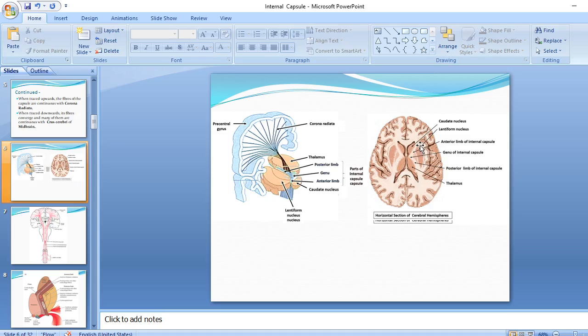It is in horizontal section, you can see it is V-shaped here. The concavity of which opens here laterally, and in this concavity here you can see lying the lentiform nucleus. Medially, it is bounded with the caudate nucleus, head of the caudate nucleus anteriorly and thalamus posteriorly.